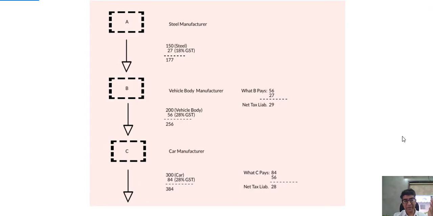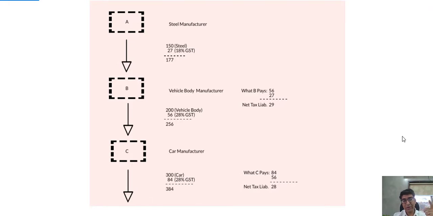This is a chart that I've prepared to help you understand what input tax credit means. Now, do not get confused. We will go step by step. So again, just don't be confused. So here is a chart.